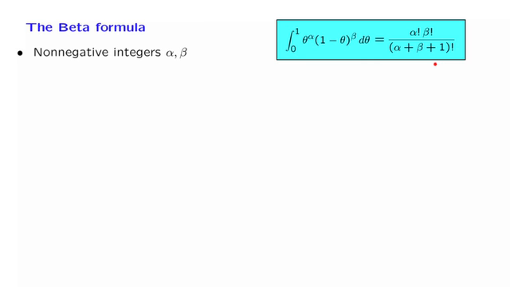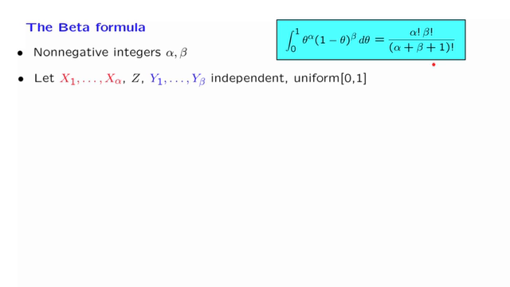What we will do will be to consider the following setting. We start with alpha plus beta plus 1, that many independent random variables that are uniform on the unit interval, and we will consider the following event and its probability. This is the probability that these random variables happen to be ordered in some particular order. Let us call this event A, so this is the probability of A.